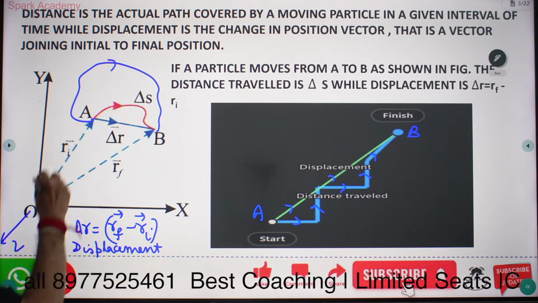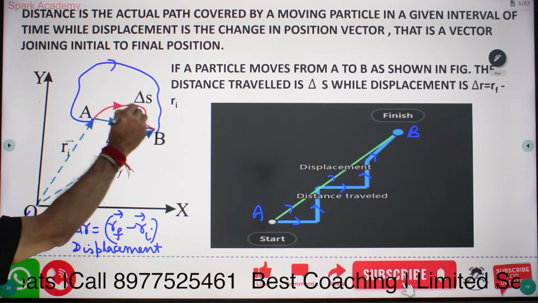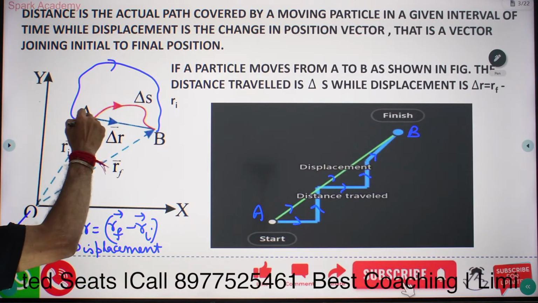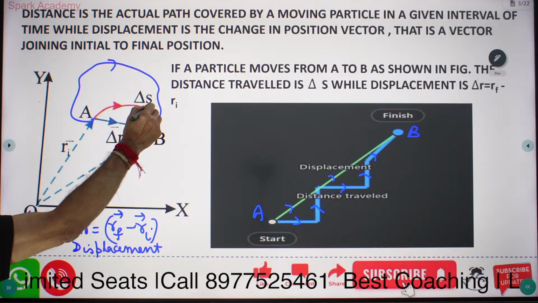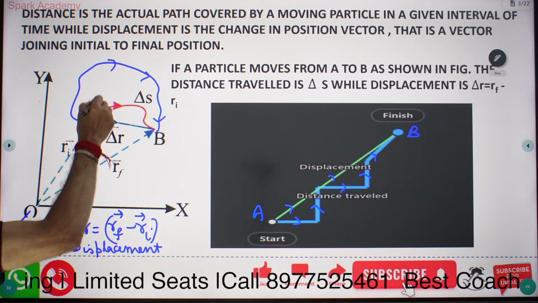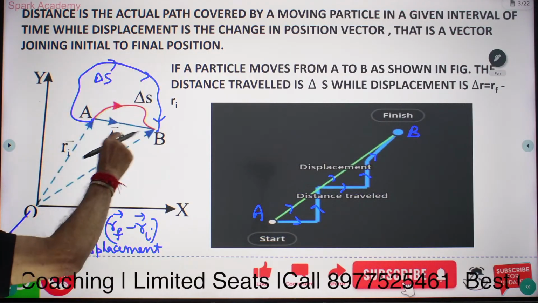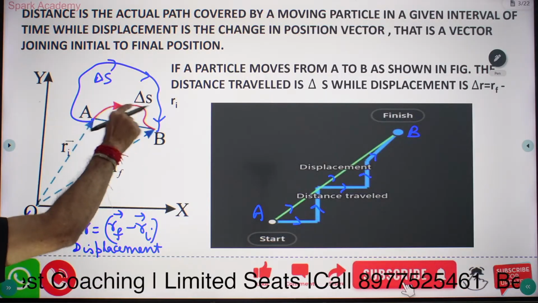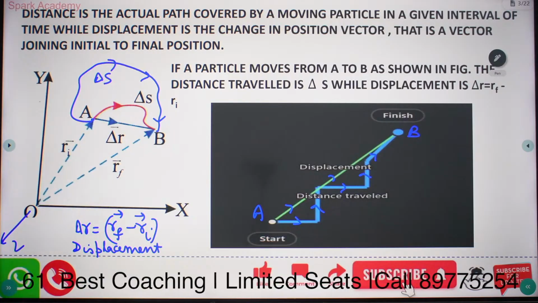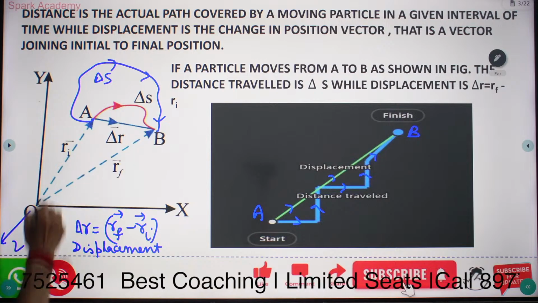But the distance travelled is this del S. You see the red line? It's a curved path. The path is longer. I have drawn another path, another blue line. This can be another del S. This is your displacement. This curved path is, sorry, not displacement. The curved path will be your distance travelled. This is the total path. Displacement is the shortest distance travelled.